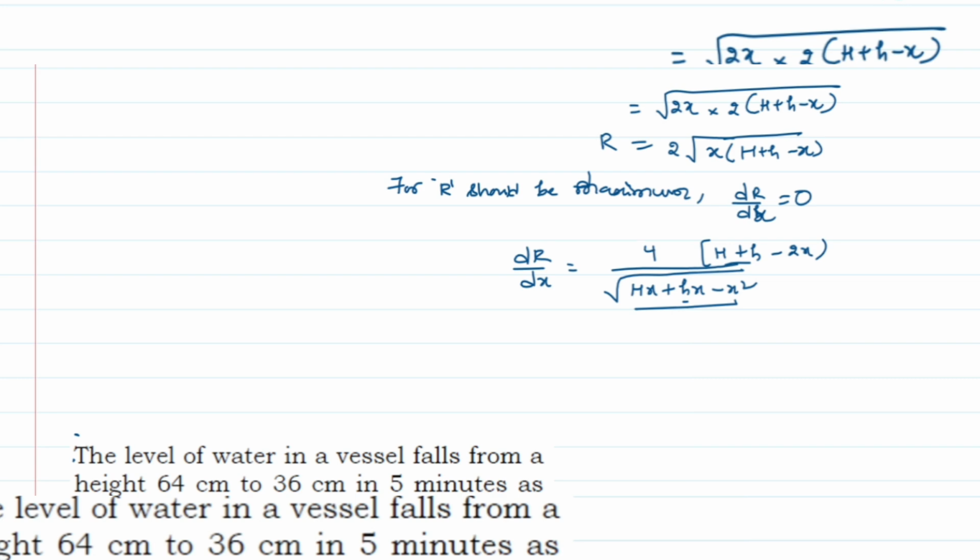And here this is a 2 you have to substitute. Now when you make this one as 0, then you get H plus small h minus 2x equal to 0. Then x is nothing but capital H plus small h by 2. So here this is the answer.